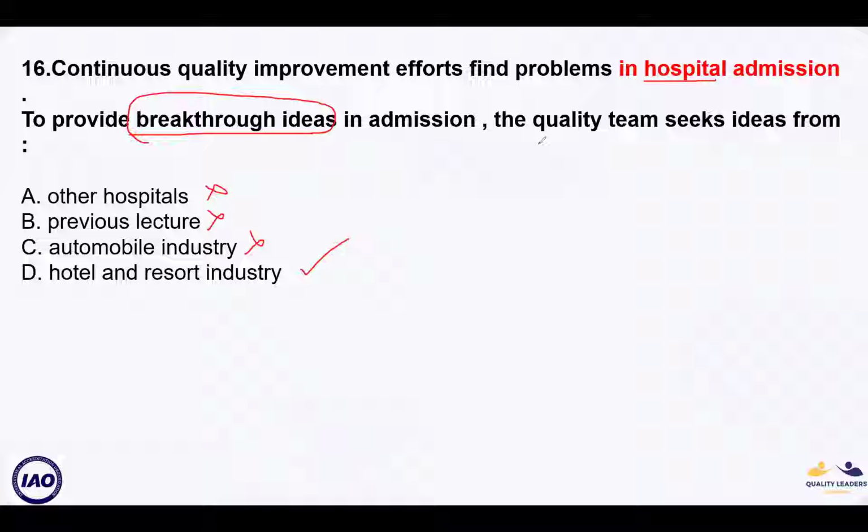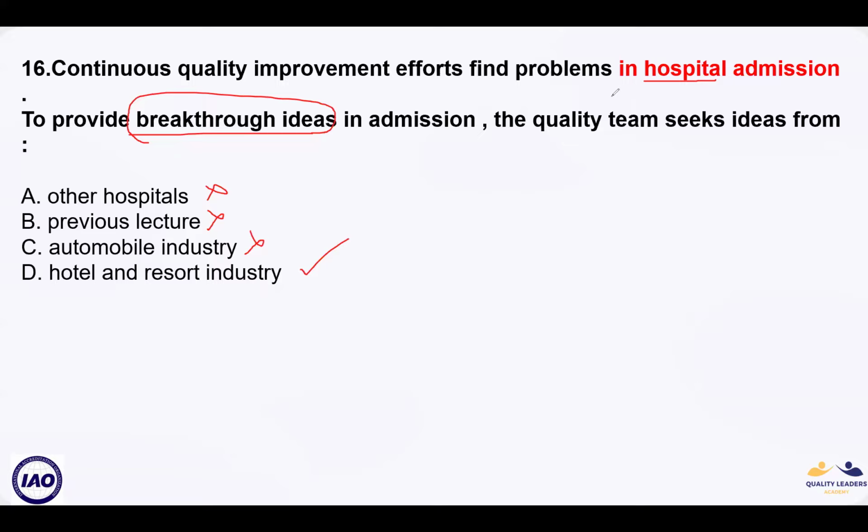Okay. So this particular question is talking about functional benchmarking, looking outside your own industry for a similar function. Remember, if the function for a breakthrough idea is about admission, you should be looking into hotels and resorts. There are other industries as well that healthcare can look into for breakthrough ideas.